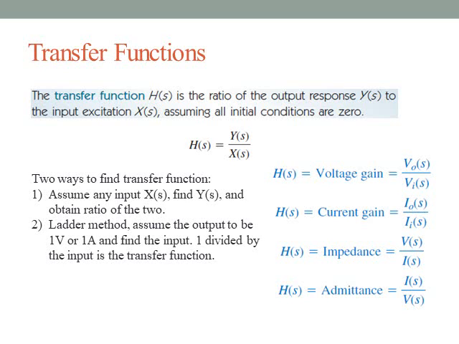There are basically two ways to find any transfer function. One way is to assume any input. If the input is not given, you can assume any input, and assuming that input, you have to find the output, and at the end find the ratio of output to input. The second method is called the ladder method, in which we assume the output to be equal to 1 volt or 1 ampere, and then using that 1 ampere or 1 volt we find the input, and at the end 1 divided by the input is the transfer function. So in this way we can find the transfer functions using these two methods.